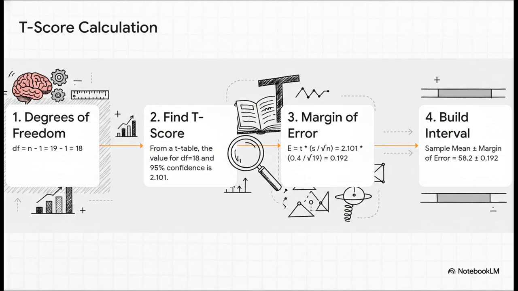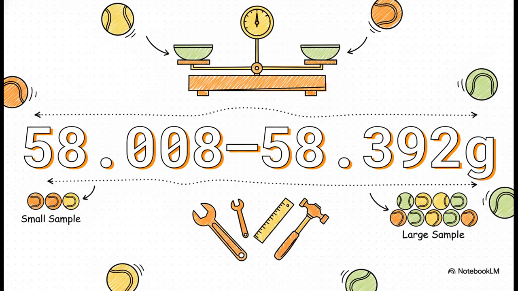After that, the steps are exactly what we did before. And there's our result. We can now say with 95% confidence that the real average weight of all the tennis balls made in that factory is between 58.008 and 58.392 grams. See, it doesn't matter if your sample is big or small, as long as you know which tool to pull from the toolkit.